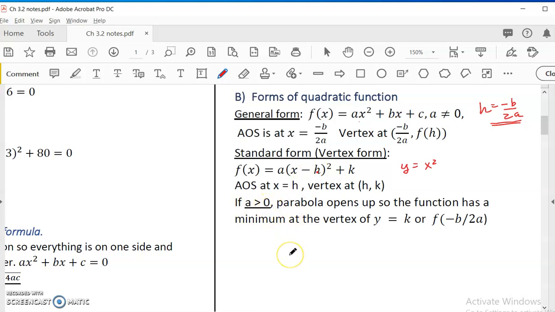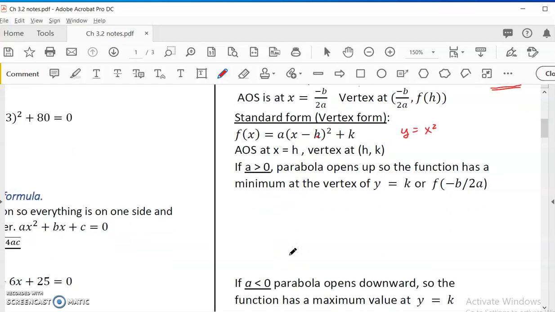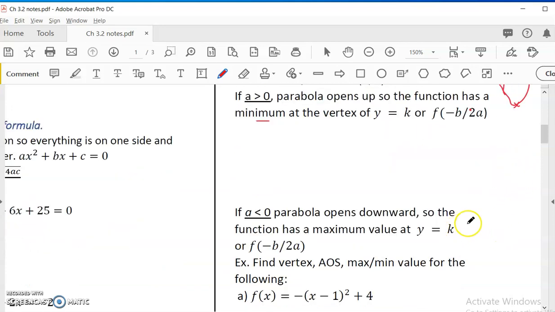Let's look at a. When a is positive, it opens up, and because it opens up, the minimum value is at f of negative b over 2a, at y equal to k. You will have a minimum. A is positive because it's facing up. You can think of a positive as a happy face, facing up, so you have a minimum. Maybe I'll graph it here.